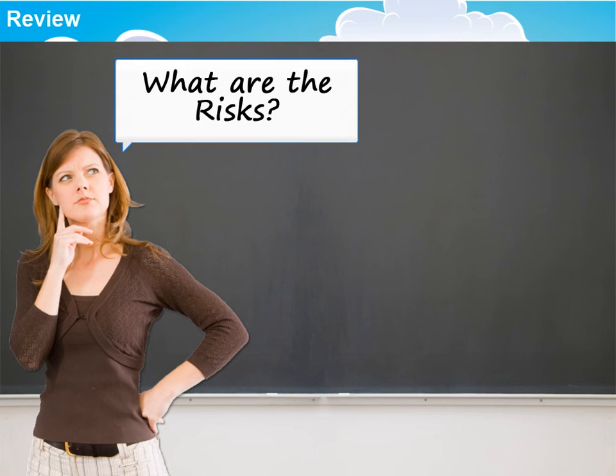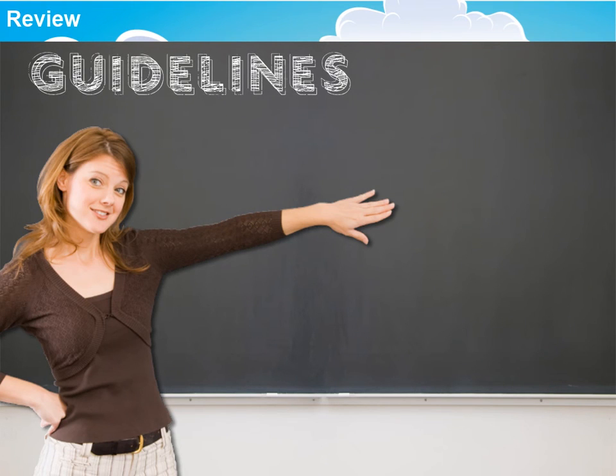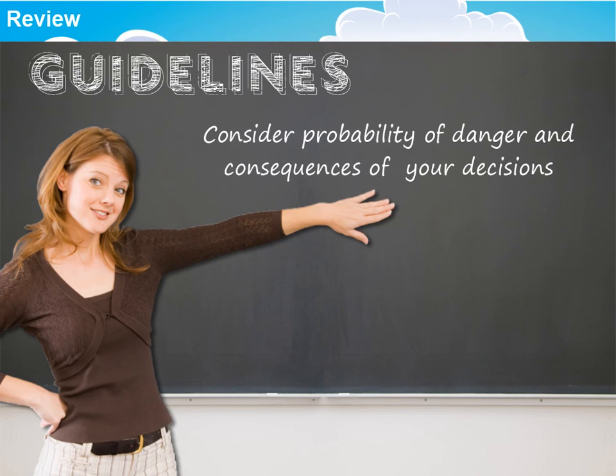Since it is nearly impossible to determine the level of risk in specific driving situations accurately, the following are some guidelines that can help you assess risk more accurately. Consider the probability of a dangerous event developing. Consider the consequences of your decision. And prepare to take action to manage the driving situation.